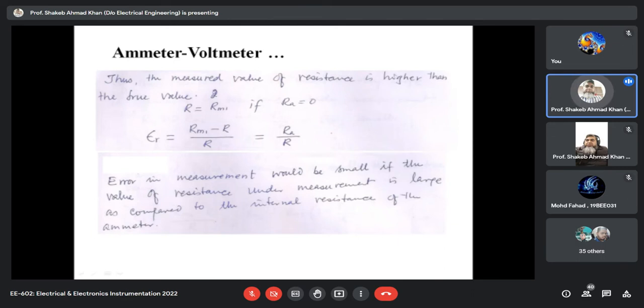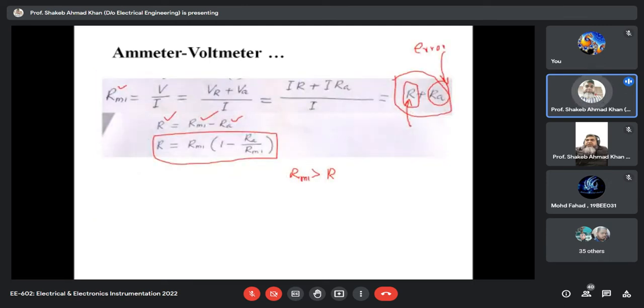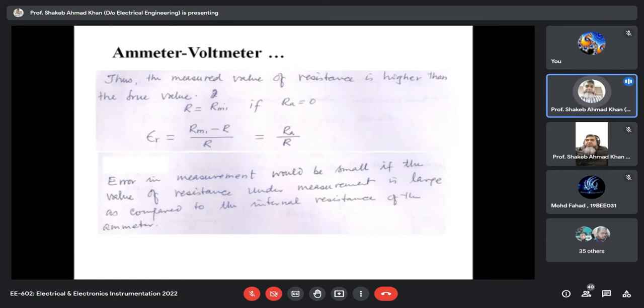So I had written this expression in this form also. Now I'll come to the relative error. In this case, if RA is 0, obviously your measured value will be equal to the true value. But this is not possible, at least at room temperature. So if we calculate the relative error, measured value minus true value upon true value, we get this expression. Your relative error will be equal to the ammeter resistance divided by your true value.